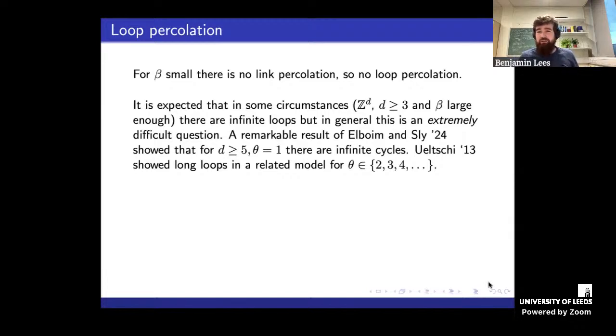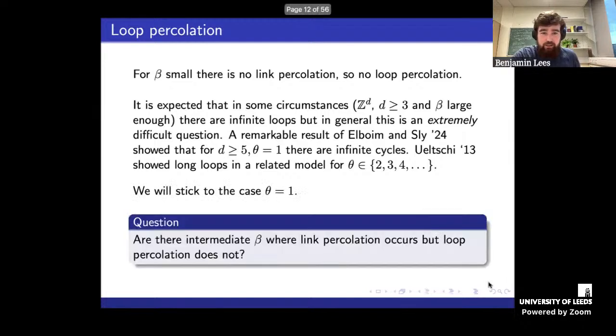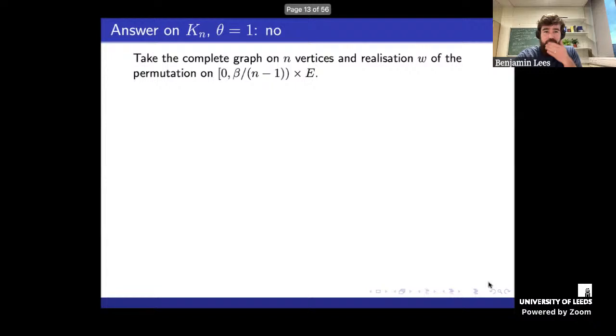Maybe we're still wasting our time because it's just too hard a problem to deal with, but okay, that's our time to waste, I suppose, if you want to think of it that way. So we'll stick to the case theta equals 1, where we are slightly more optimistic or less pessimistic that we can do things, and ask the question, are there intermediate betas where we have link percolation but no loop percolation?